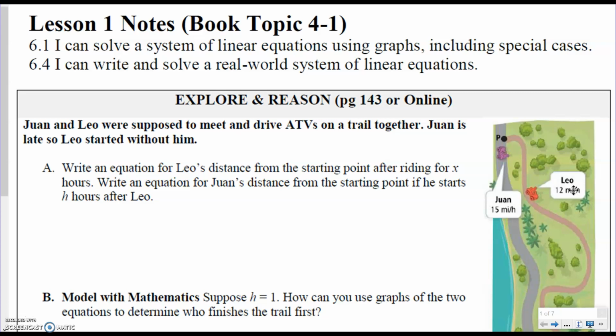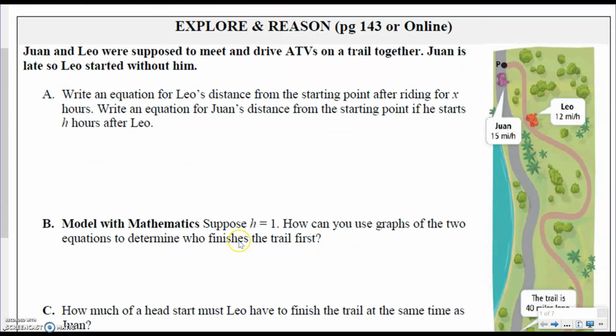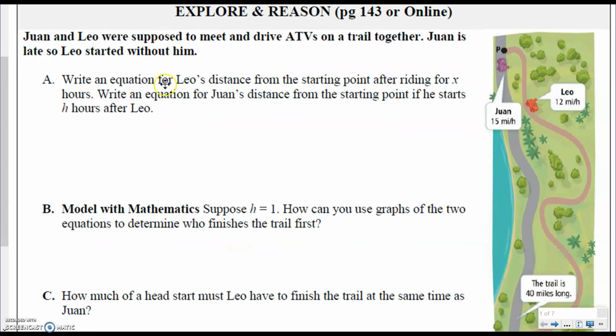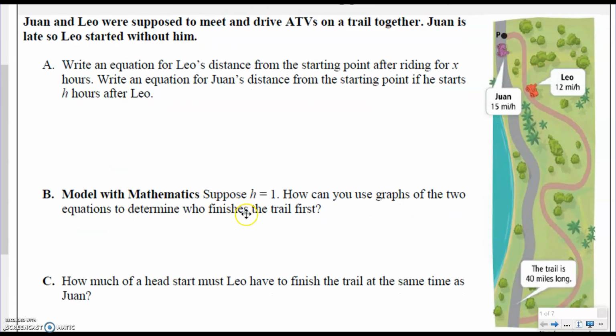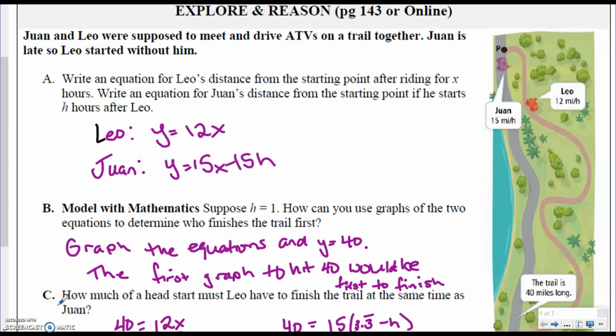So before we do anything, this problem is in your packet. It is on Realize as an activity or in the book online on page 143, so you can use that if you'd like. And what I want you to do is read this problem and type in your responses for these questions. Once you're done, you could submit, and then you'll see my answers. Okay, here are my solutions.